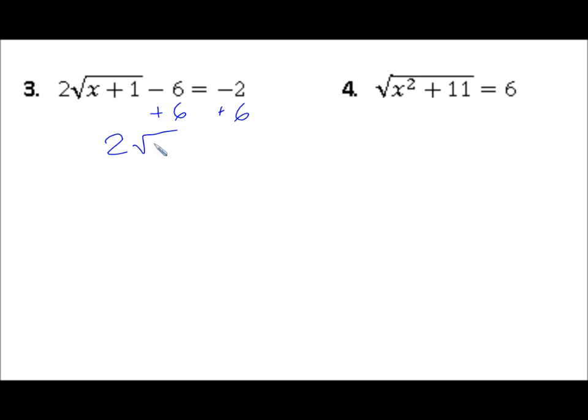We end up with 2 times square root of x plus 1 is equal to negative 2 plus 6 gives me a positive 4. Continue to solve. Cancel out your multiplied by 2 by doing divided by 2. So those will cancel. And you're left with the square root of x plus 1 is equal to 2. 4 divided by 2 is 2. Now that we have the radical isolated, we can raise to the second power. So raise both sides to the second.